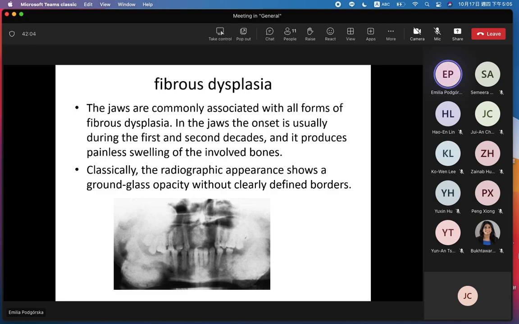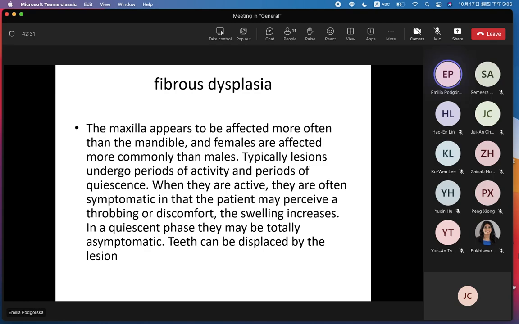The jaws are commonly associated with all forms of fibrous dysplasia. In the jaws, the onset is usually during the first and second decades, and it produces painless swelling of the involved bones. Classically, the radiographic appearance shows a ground glass opacity without clearly defined borders. The maxilla appears to be affected more often than the mandible, and females are affected more commonly than males.